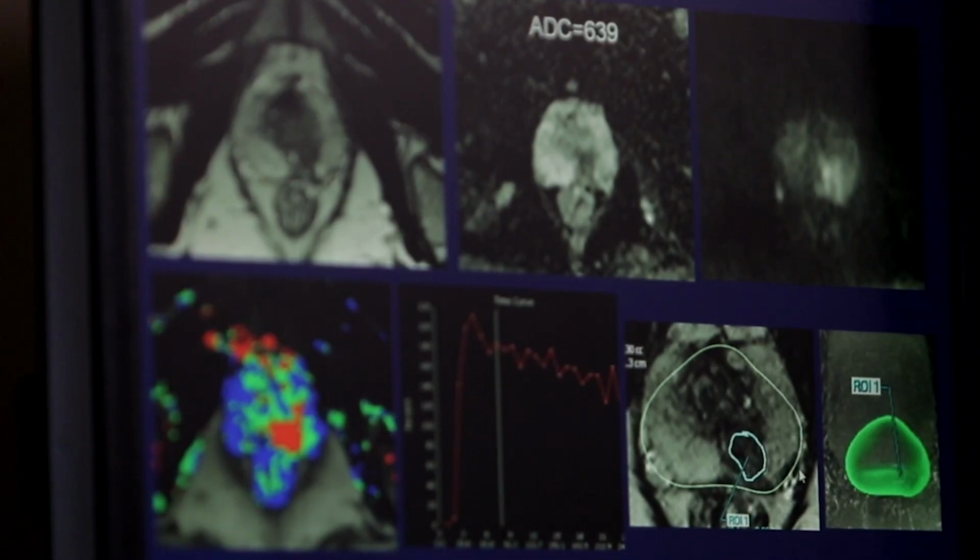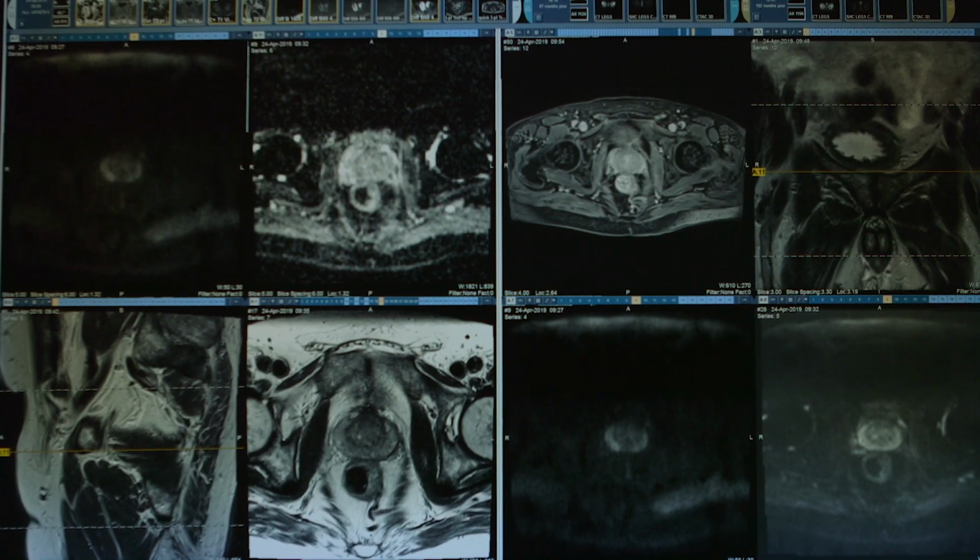And by integrating those three different components, we're able to come up with a likelihood or unlikelihood of whether or not tissue is tumor or not.